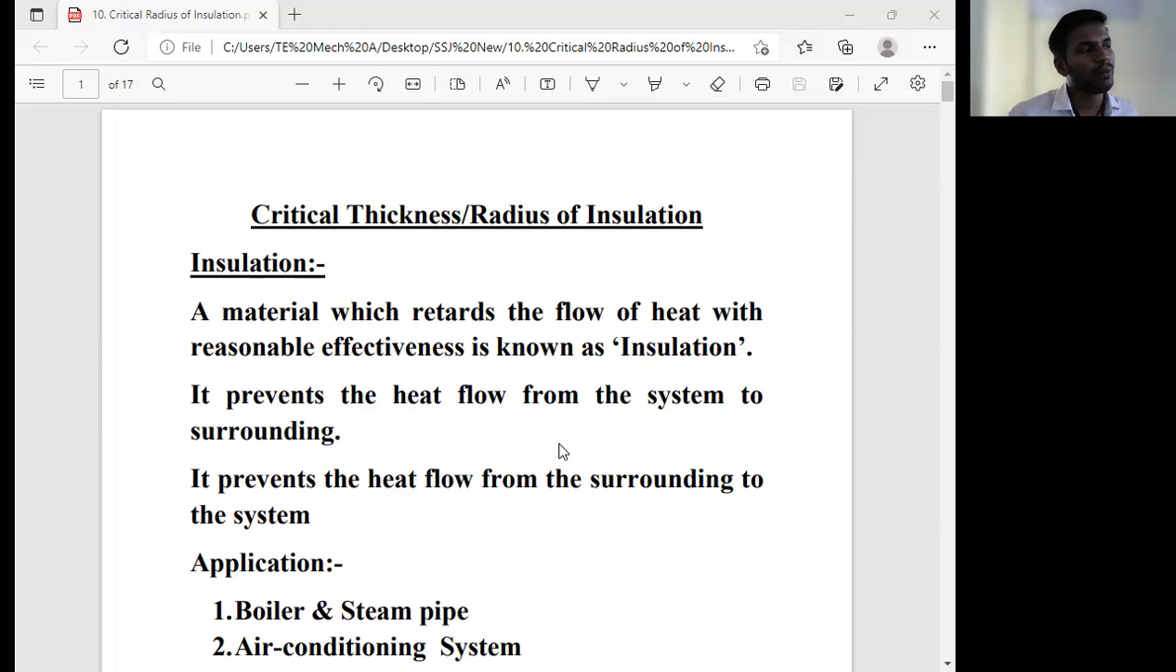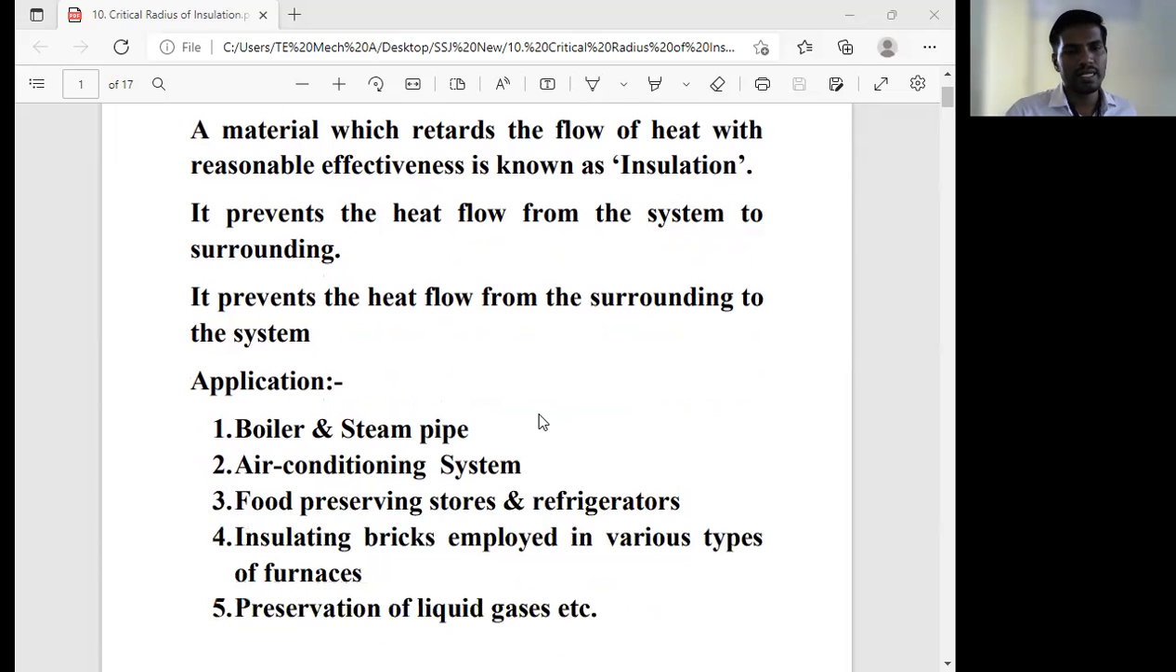So we have to prevent the heat flow from the system to the surroundings and from the surroundings to the system. Our main aim is to retard the flow of heat. This is about insulation. Then write down the applications where we have to use insulation.